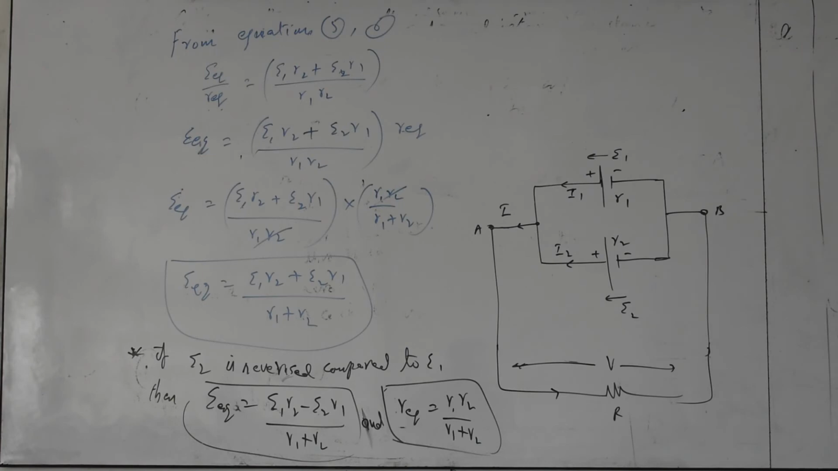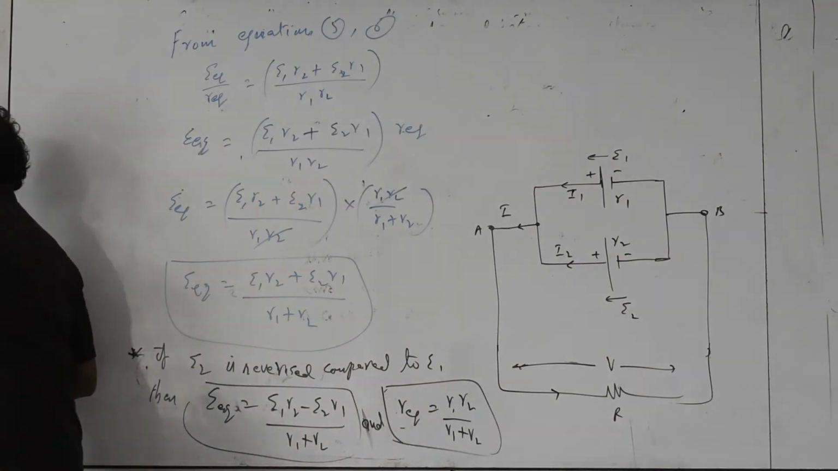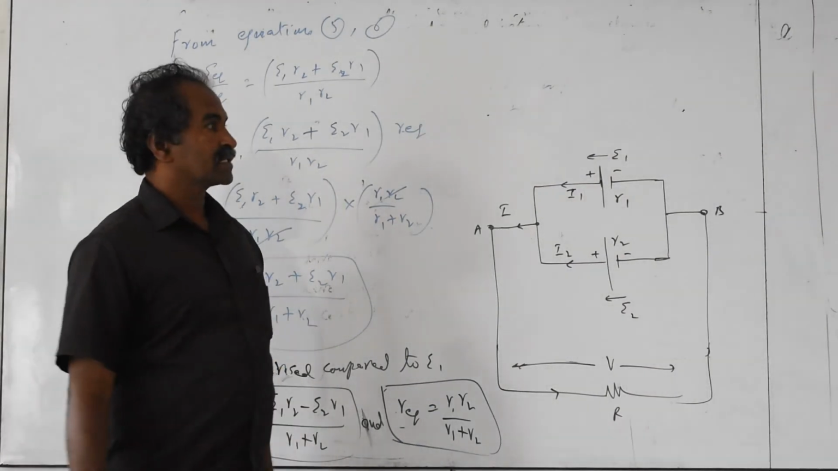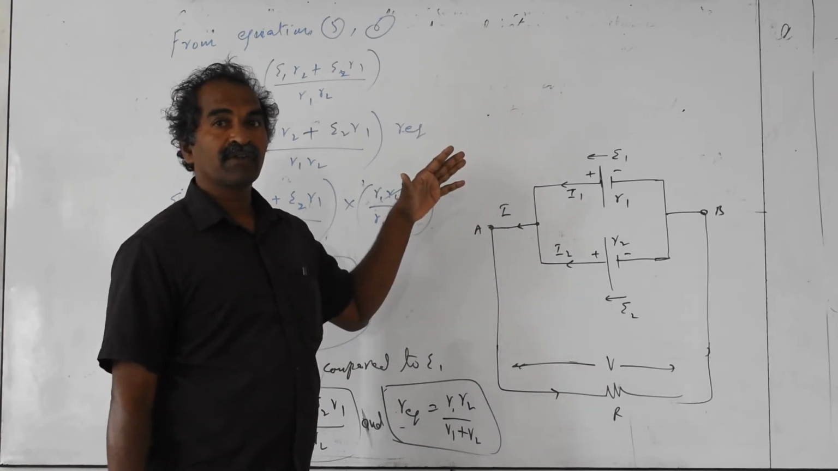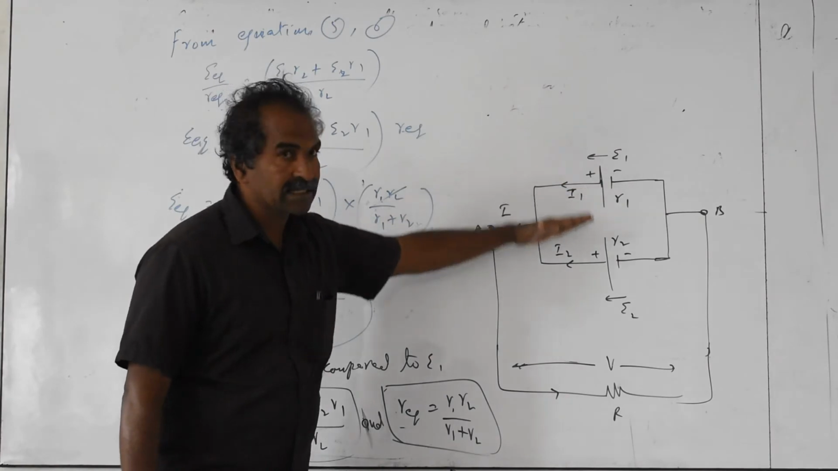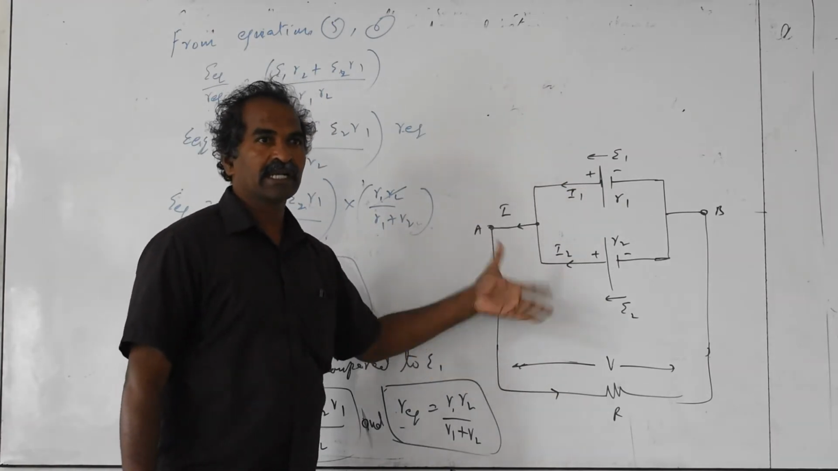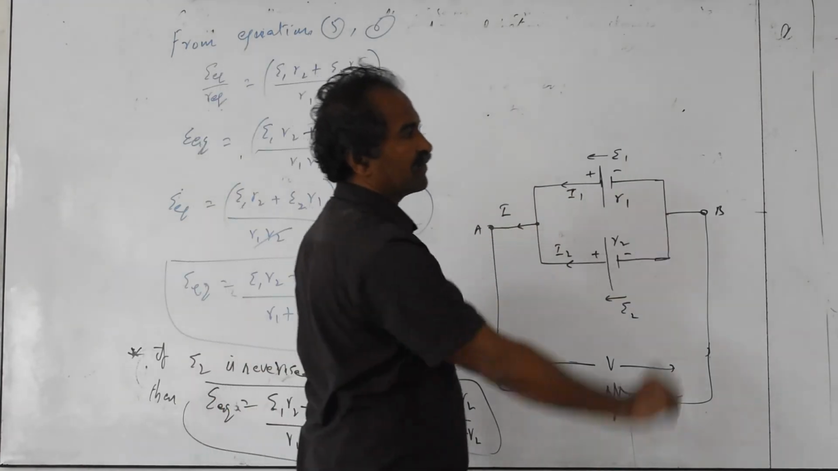Next points are only extra points we will discuss related to these cells. What if you have taken n cells of different EMFs in parallel? Two cells only we have taken. What if you have taken many n cells with different EMFs, and internal resistances also different, in parallel? Then you have to remember that the fourth equation only we have to take for that.